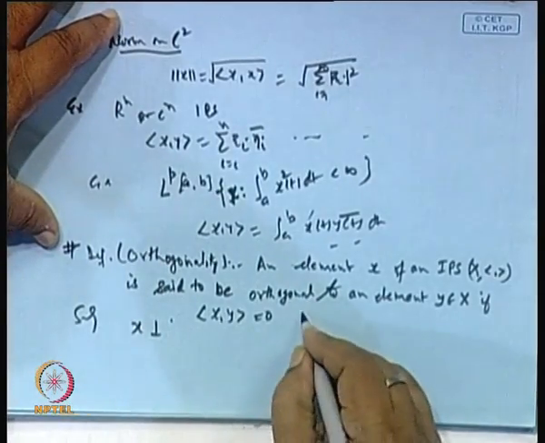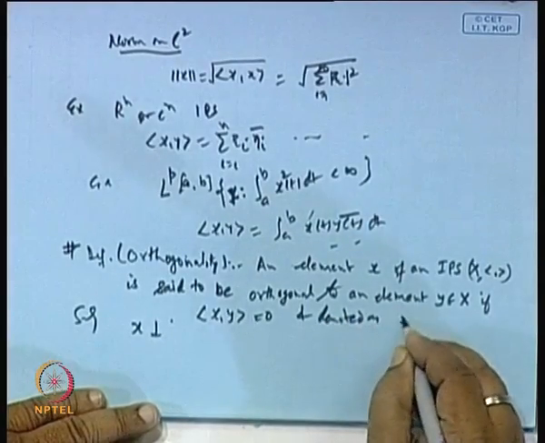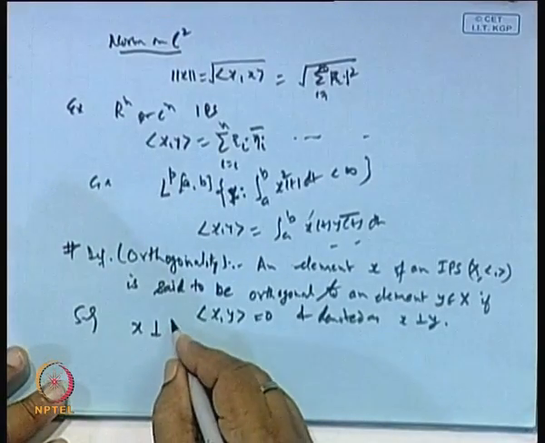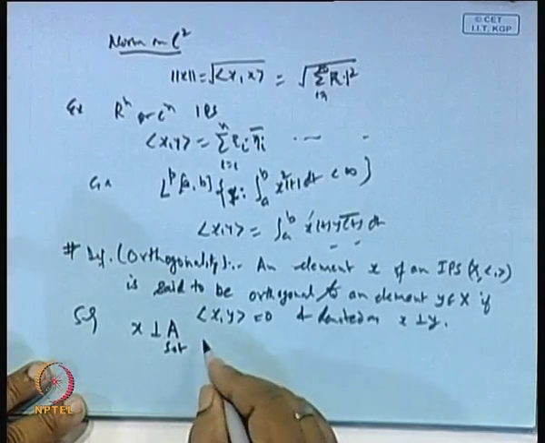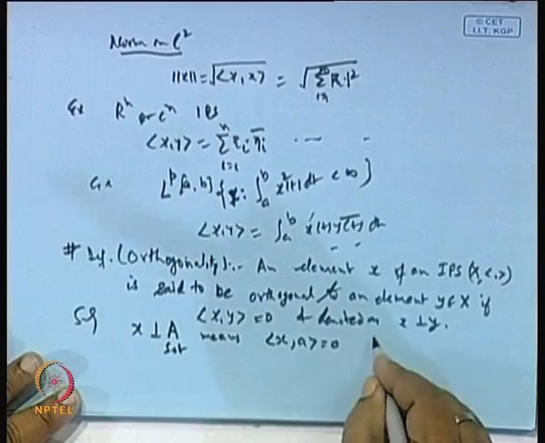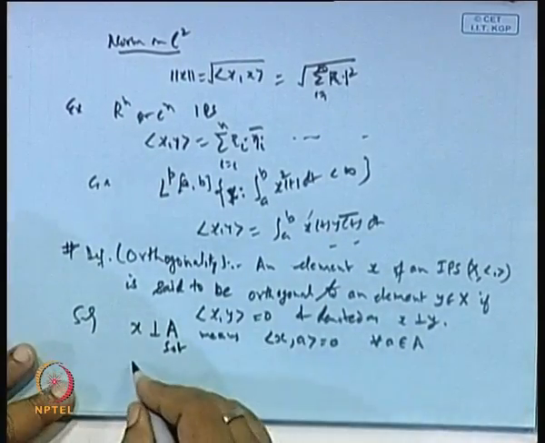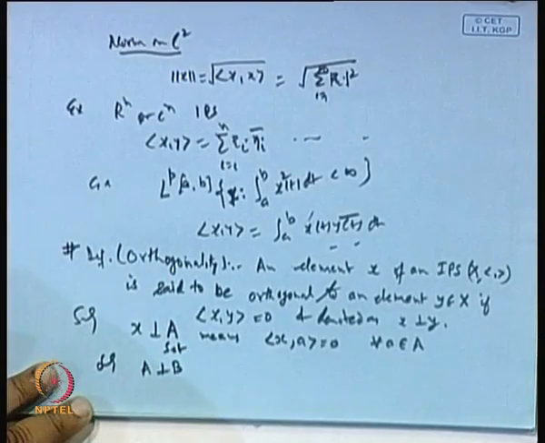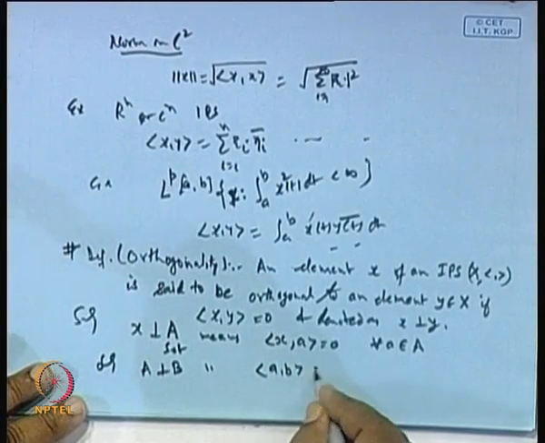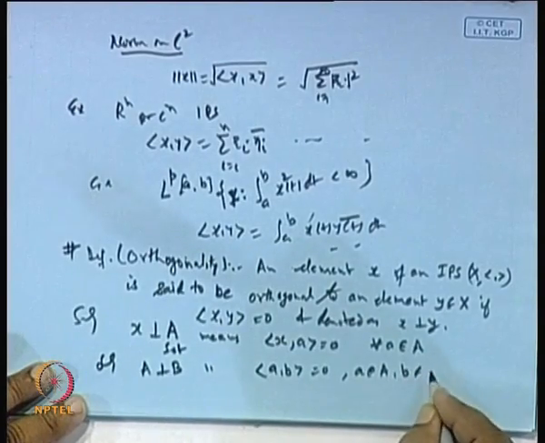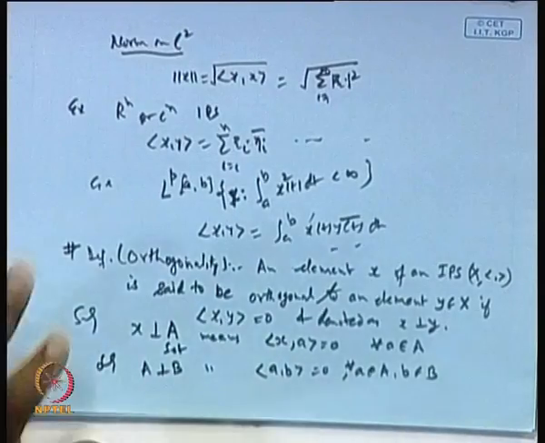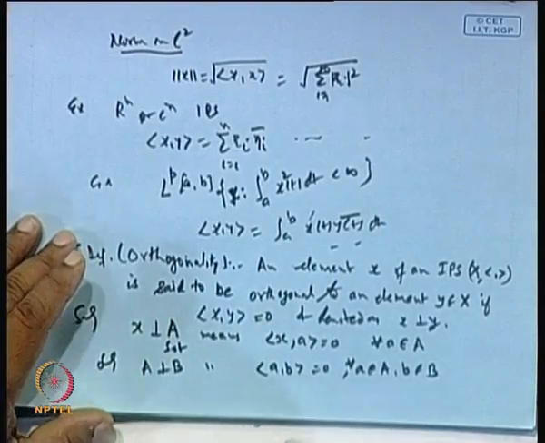Clear? Similarly, suppose x is an element and A is a set of elements. We say x is orthogonal to the set A if the inner product of x and a is 0 for every a belonging to A. This is denoted as x perpendicular to y. Or we say two sets A and B are orthogonal if the inner product of a and b is 0, where a belongs to A and b belongs to B, for every pair. So the concept of orthogonality can be defined in terms of the inner product.